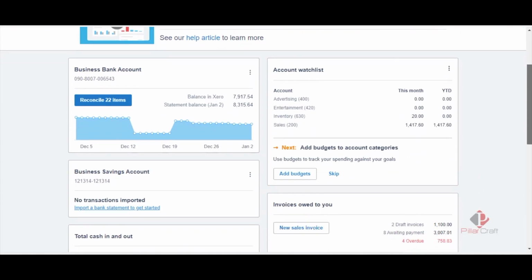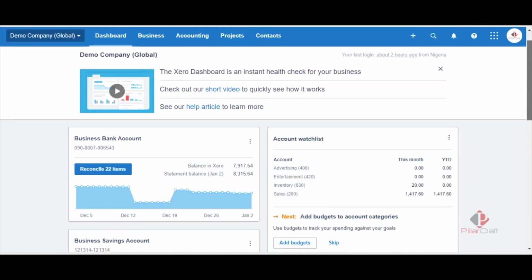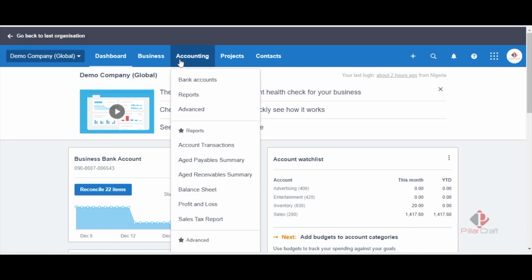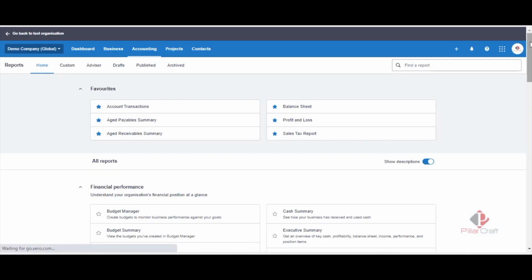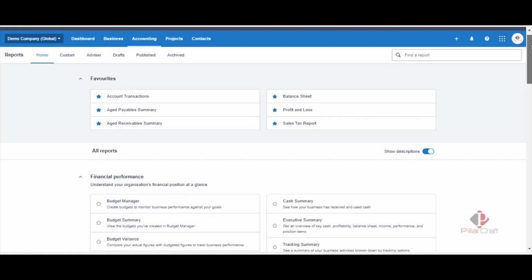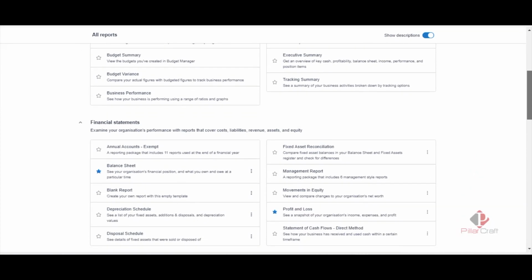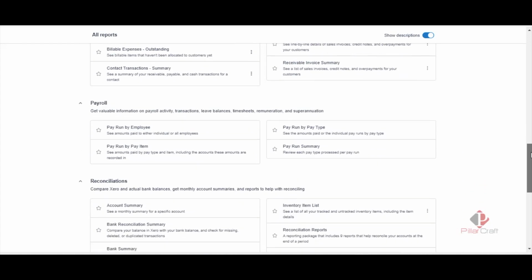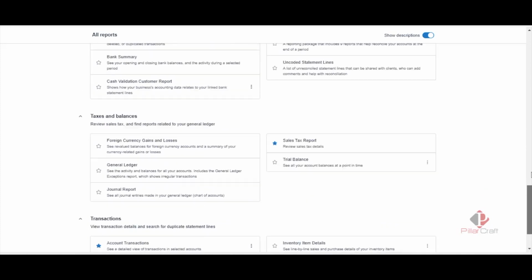Once you have completed these major processes and procedures, now you have a report that you can review. Xero has tons of reports in it, and to access your reports, go under Accounting and Reports. Xero has segmented them into the ones that relate to financial performance, financial statements, payables and receivables, payroll, reconciliation, taxes, and transactions.